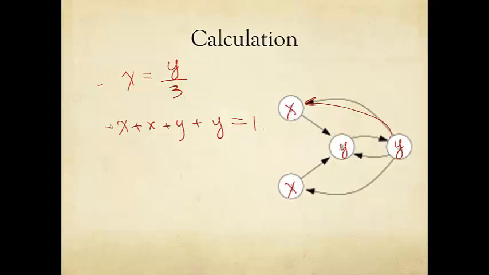So now we got 2 equations. One says x equals y over 3. The other says by normalization 2x plus 2y should equal, say, a constant 1. Now we got 2 variables in 2 linear equations. In this case, we got a solution. The solution is x equals 1 over 8 and y equals 3 over 8, which satisfies our intuitive understanding in the last slide.